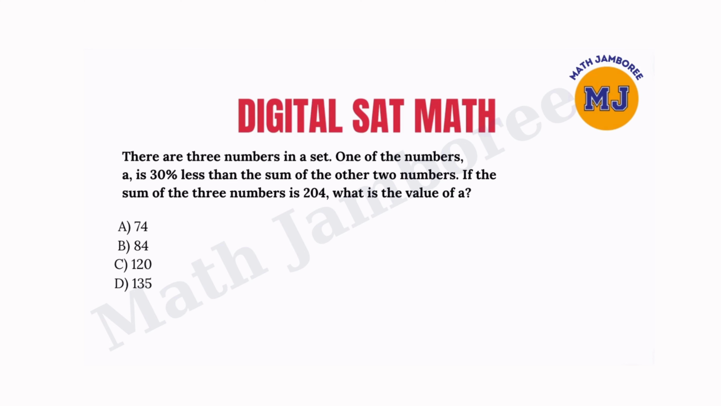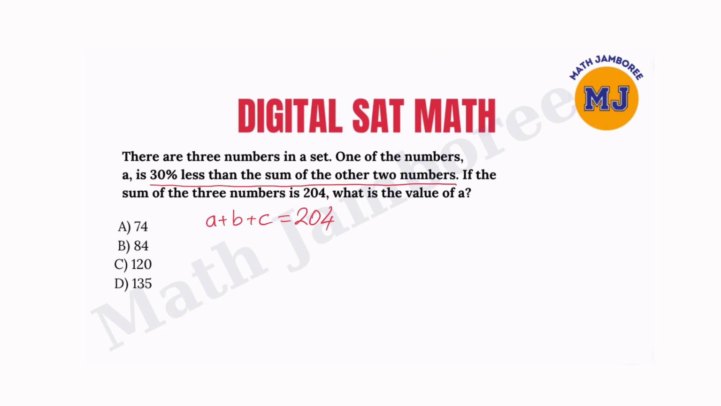So to solve this question, we will need to set up an equation. We're talking about three numbers. The first one is A, let's say the second one is B, and the third one is C. And the sum of these three numbers is given as 204. And you're supposed to find the value of A. There is also one more piece of information given: A is 30 less than the sum of the other two numbers.